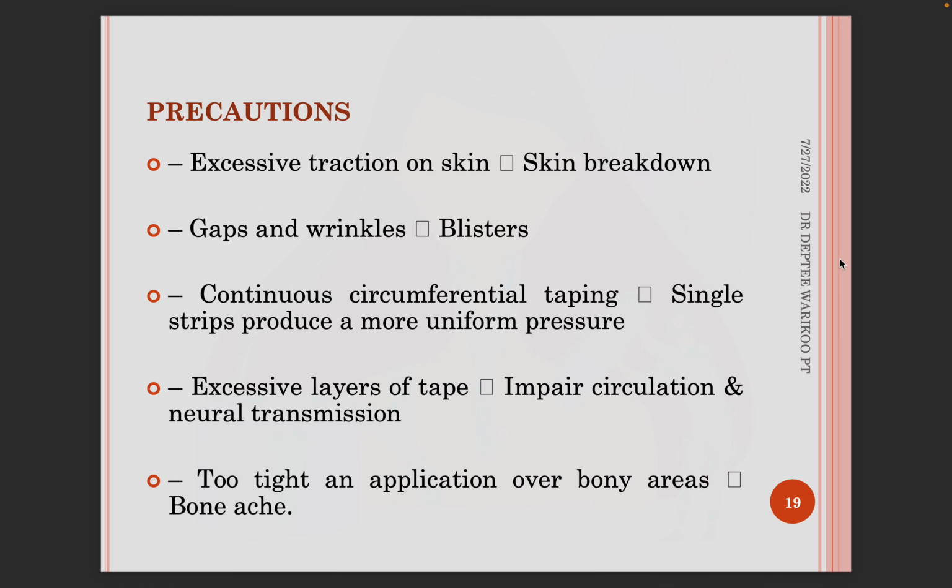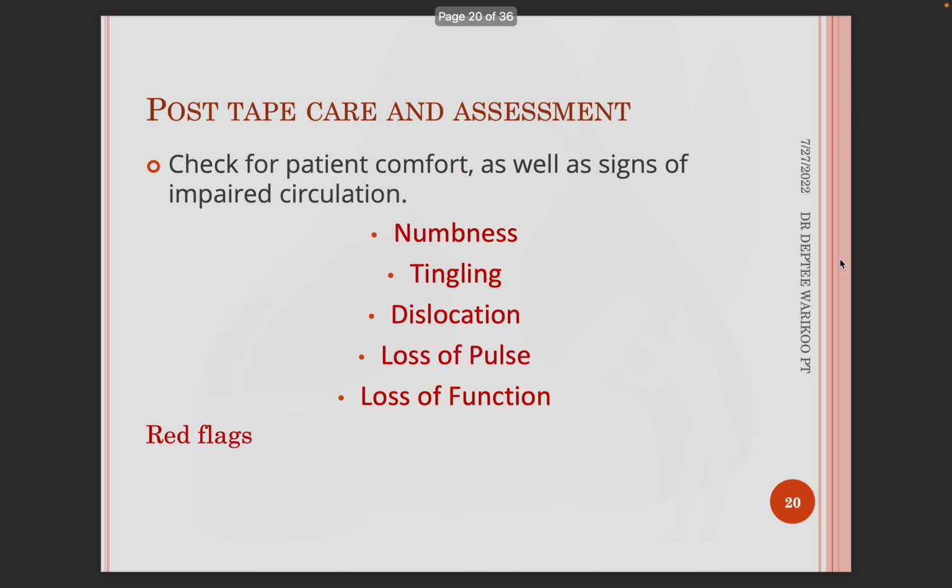So, some precautions have to be taken while you apply tape, like excessive traction of skin should not be there. There should not be breakage of skin, wrinkles or gaps in between the strips, blisters. Patient should not come with blisters next day. And I told you continuous circumferential taping would hinder your circulation. A single strip produces a more uniform pressure. Okay. Excessive layers of taping should be properly maintained if you are using excessive layers. Otherwise, after half distance only the layering should be there. Okay. Too tight an application may give you aches, so avoid these things.